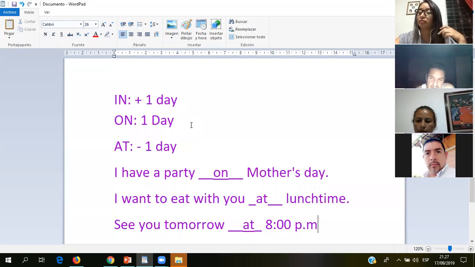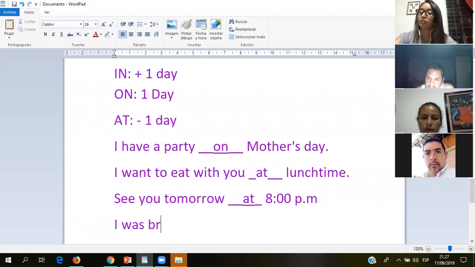Example with ink. Example with in, I was born in 1992. That is real, by the way. Yeah. 1992. Es un día, son 365 días. ¿Cuántos días son?